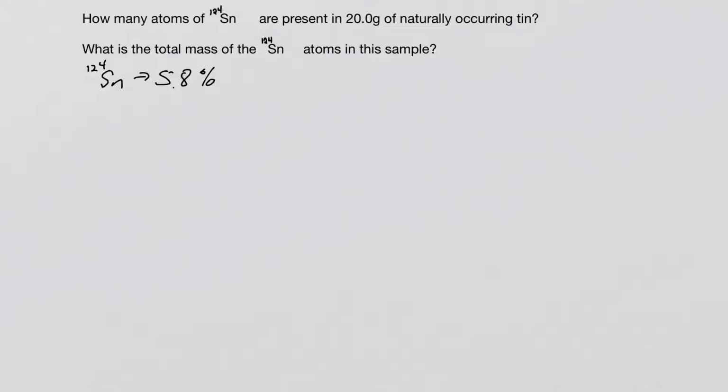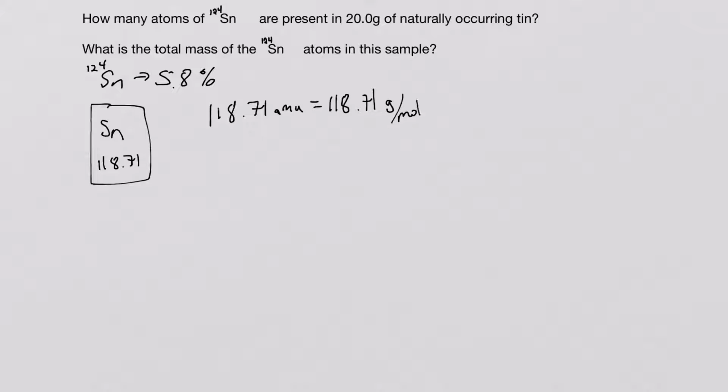So the first thing we have to do is realize that this is naturally occurring tin, and so we want to take a look at the periodic table. The entry for tin has 118.71 as the recorded atomic mass of tin. That means that for an average naturally occurring sample of tin, the average atomic mass is 118.71. Now, 118.71 is a number in atomic mass units. On the periodic table it's written in atomic mass units, but that is exactly equivalent to 118.71 grams per mole. So atomic mass units and grams per mole are completely interchangeable.